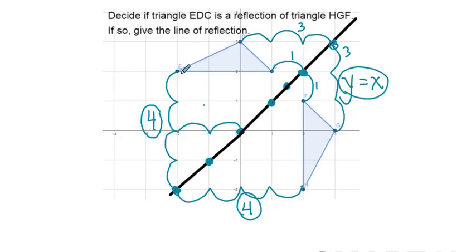Last one was E down to H. We already did this one. E down to the line was 4. H over to the line was 4. Perfect. All of these match, and therefore triangle EDC is a reflection of triangle HGF.